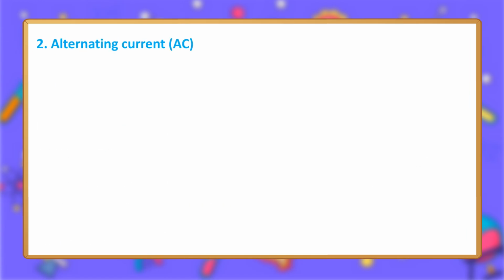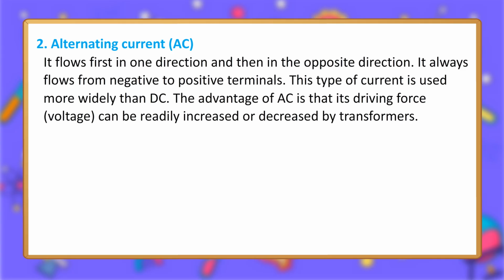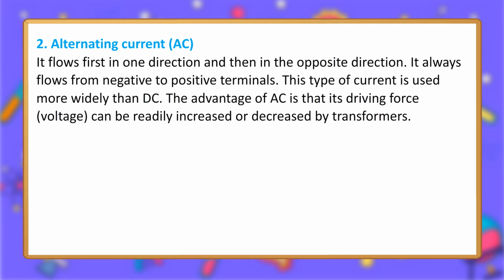2. Alternating current, AC. It flows first in one direction and then in the opposite direction. It always flows from negative to positive terminals. This type of current is used more widely than DC. The advantage of AC is that its driving force, voltage, can be readily increased or decreased by transformers.